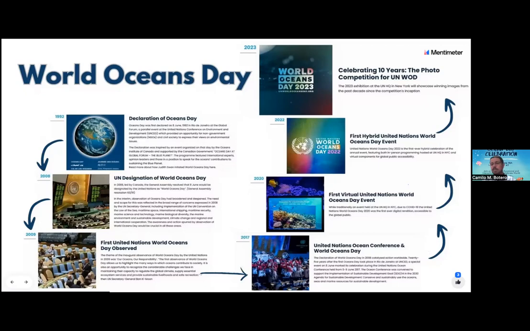And this year, we are celebrating with a photo competition for the United Nations World Ocean Day. It means that from now, we have been celebrating the World Oceans Day for more than 30 years. But why is it important to celebrate the World Ocean Day? Because our planet Earth, which we call the planet ocean, has 70% of its surface covered by the oceans.